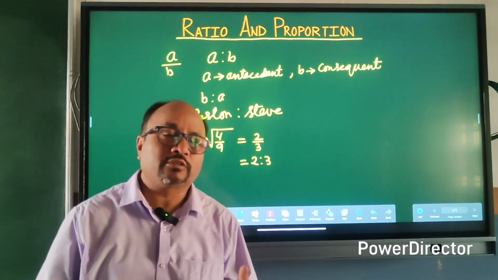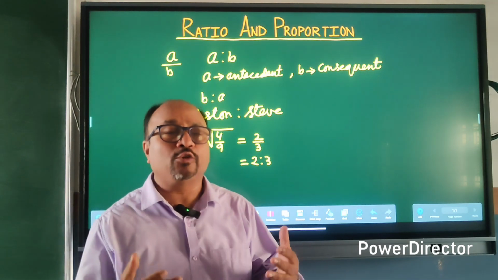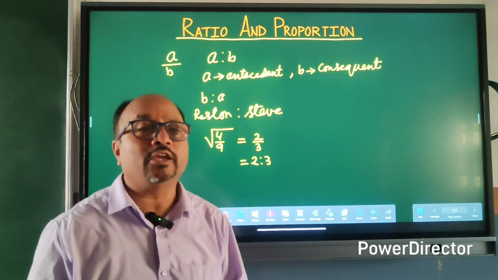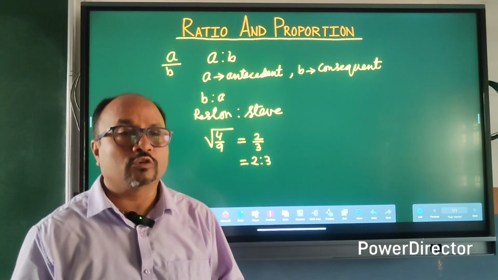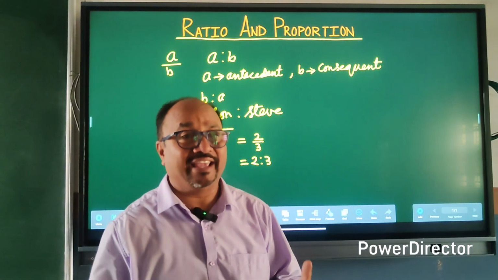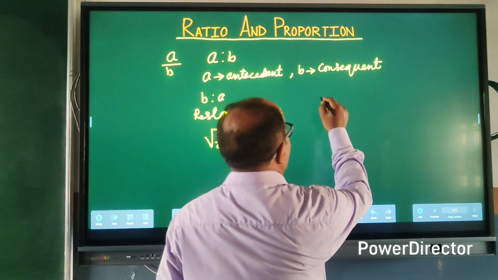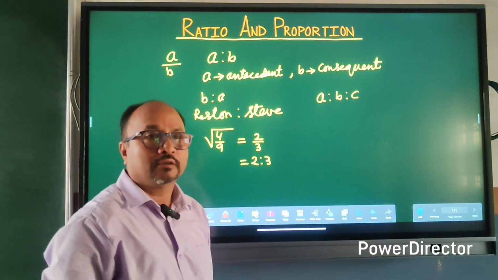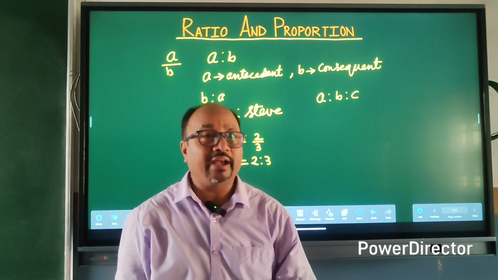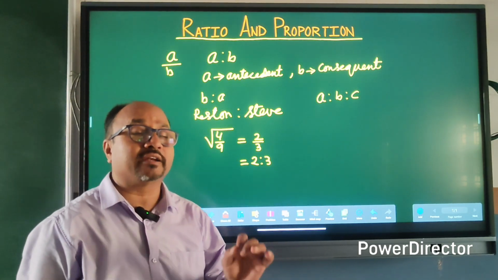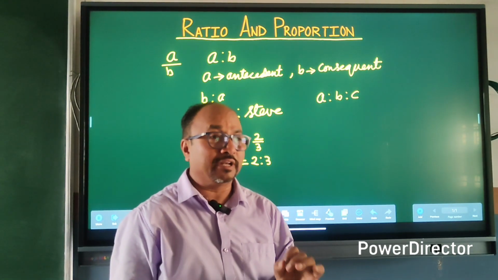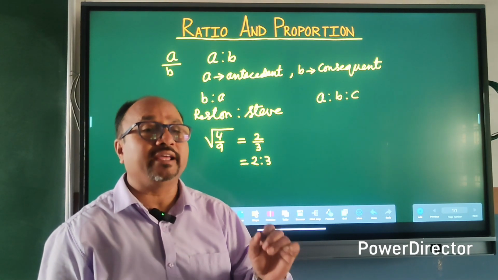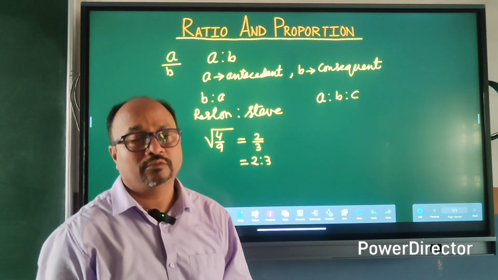Like we have seen now, the ratio was a comparison between two quantities. It can be a comparison between three or more quantities also. So if I have three quantities A, B and C, we write the ratio as A is to B is to C. And always remember, when we write the ratio, we need to write it in the reduced form, the simplest form. That is, if the numbers can be reduced, reduce them and then express as a ratio.